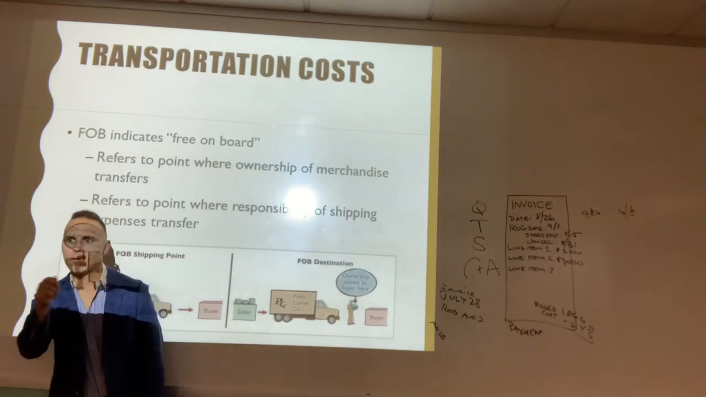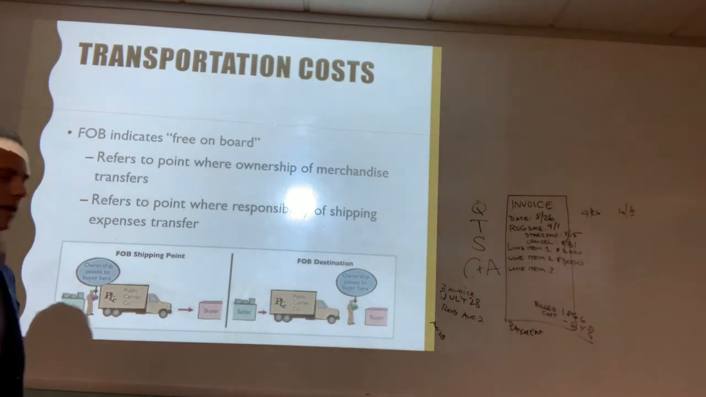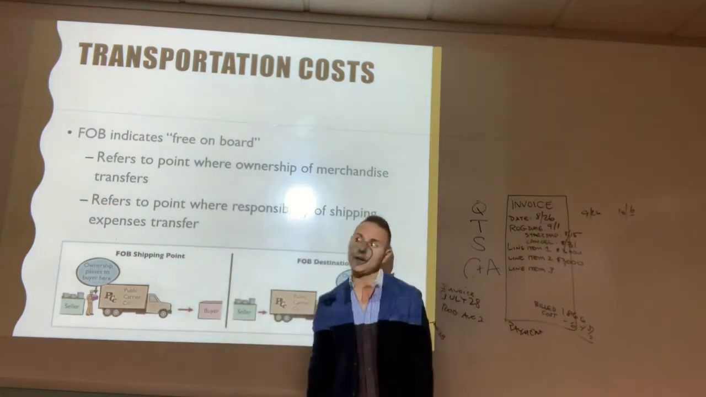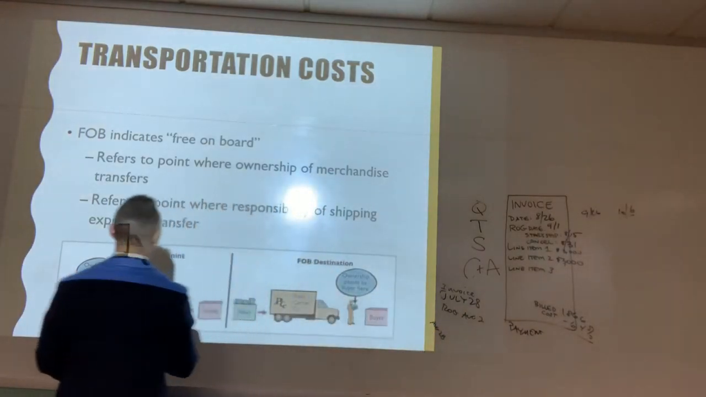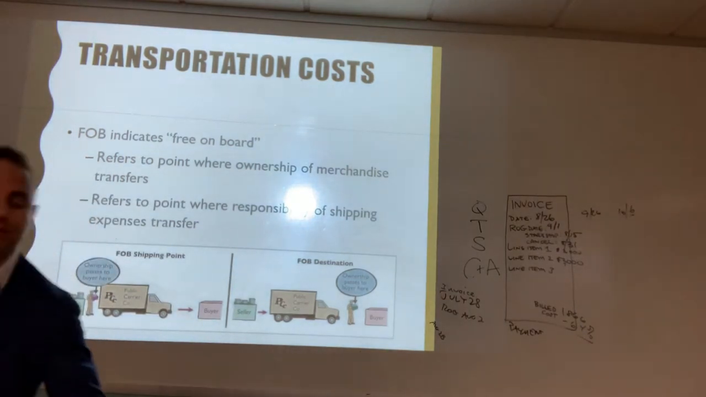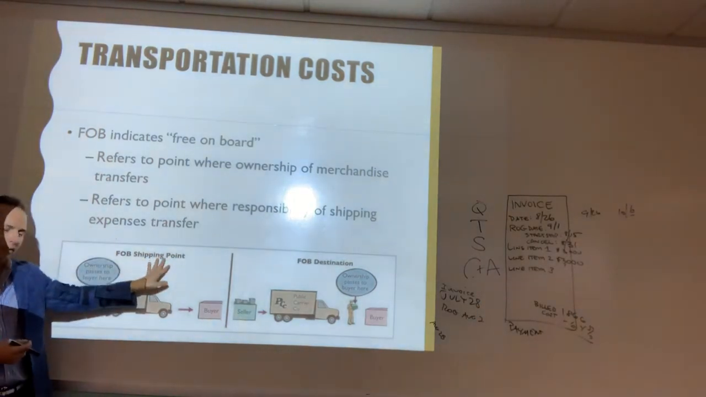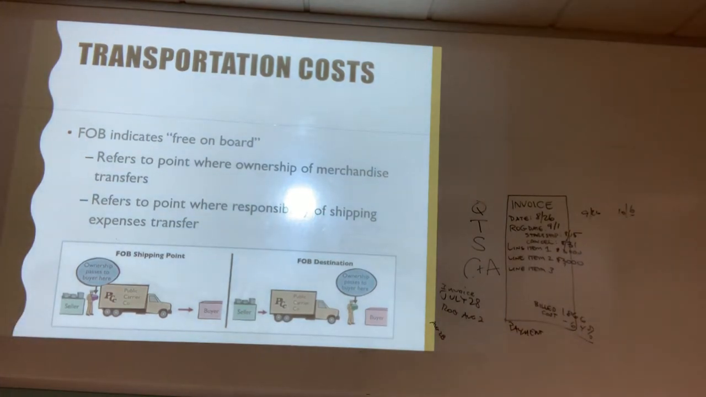Imagine you're buying a house and I hand you the keys. It's the point at which I no longer own the house, you own the house, I hand you the keys. Okay? So FOB is the point at which the merchandise transfers ownership, okay? So at that point, the new owner pays shipping, all right? So there are two types of FOB. FOB shipping point, I say it a different way, FOB factory, or FOB destination. I'll explain.